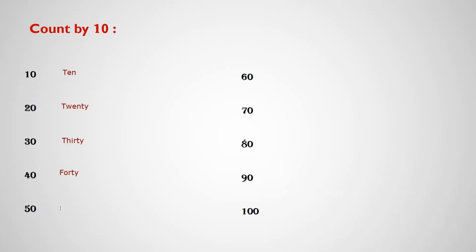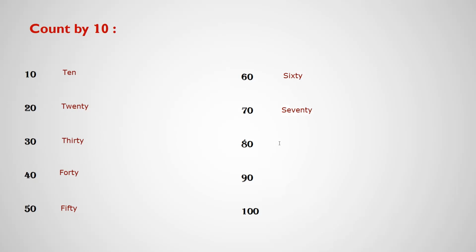What about 50? It's F-I-F because we don't say 5, not V. It's F-I-F. Then put the T-Y. It's 50. After 50, we have 60. We are going to write 6. It's S-I-X, then add T-Y. 70. Also, it's so easy, right? 7, S-E-V-E-N, and put T-Y. It's 70.